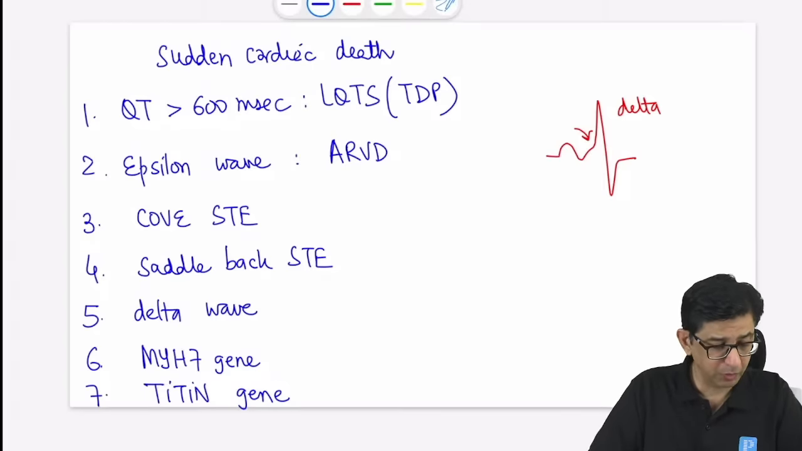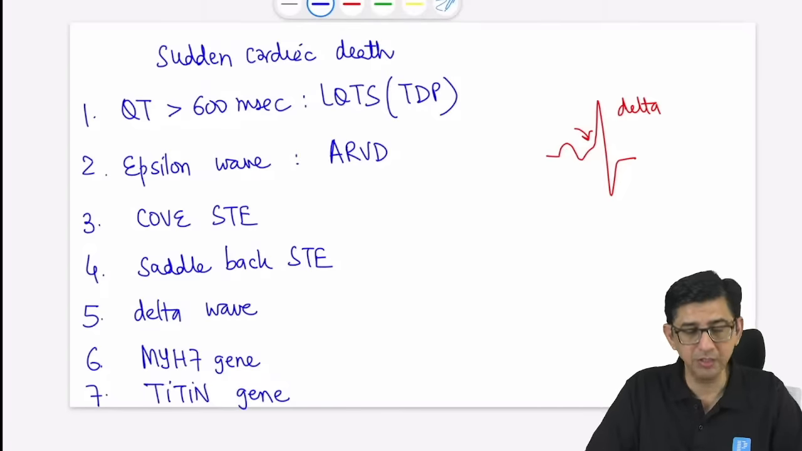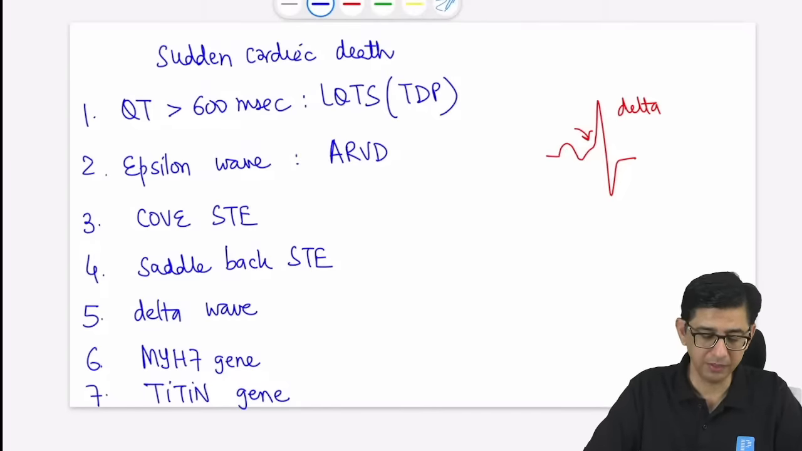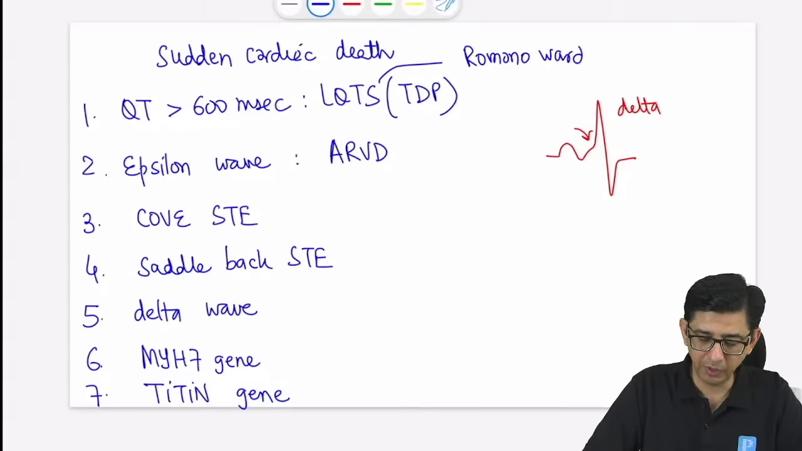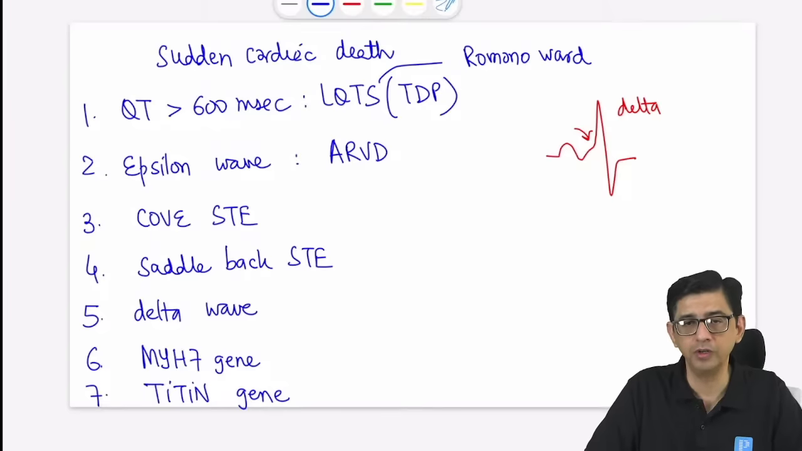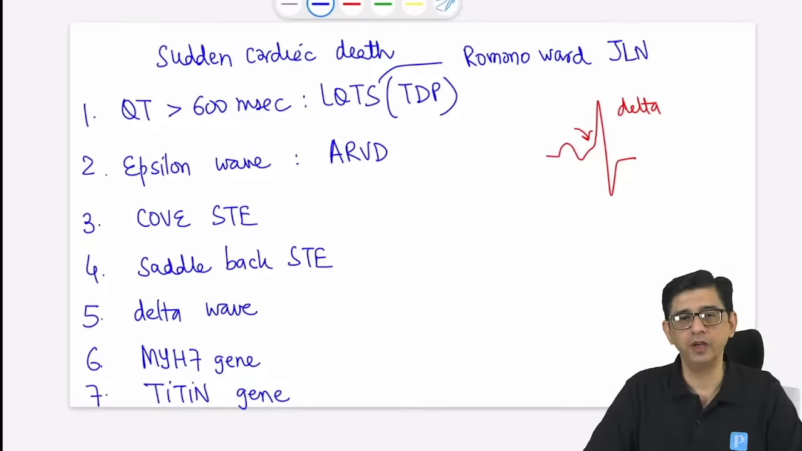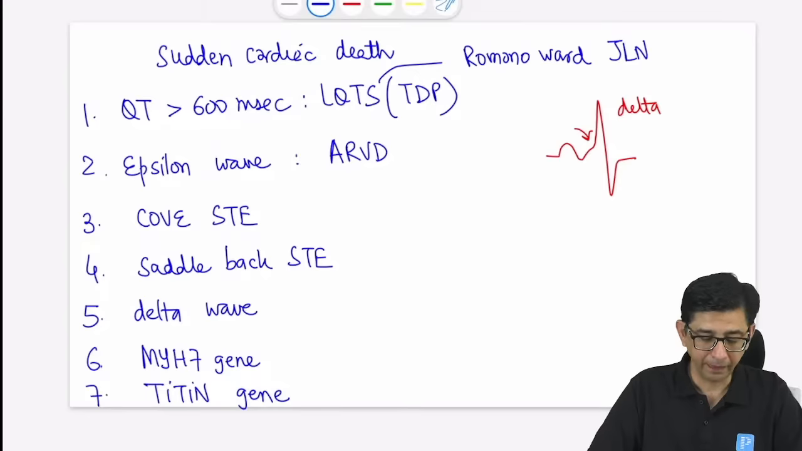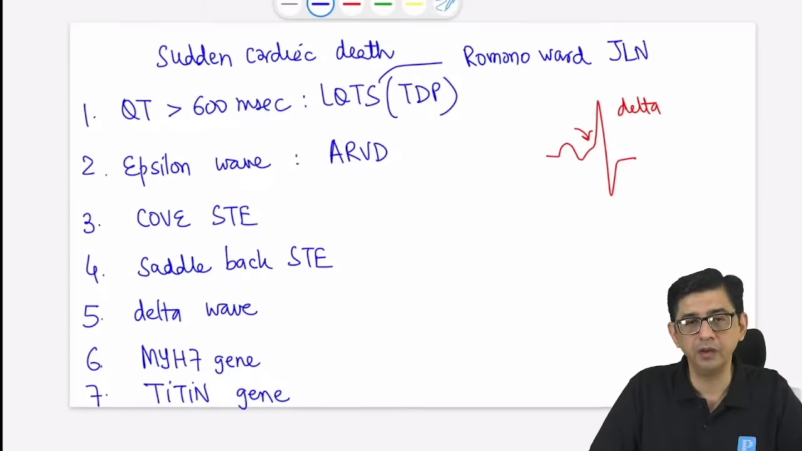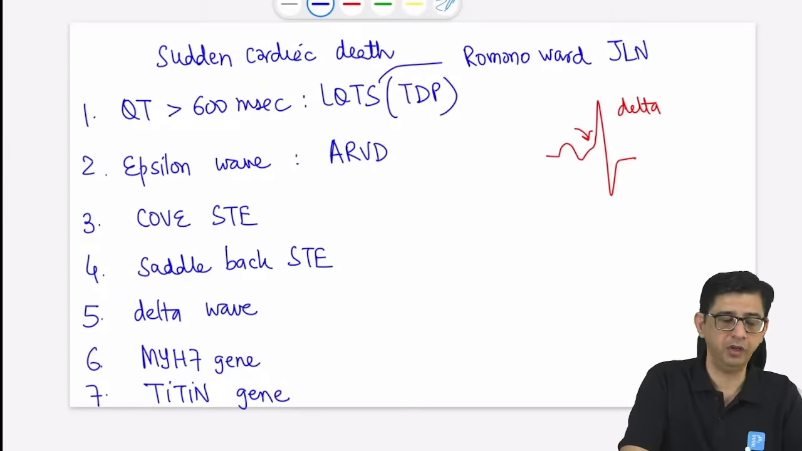Somebody mentioned hypothermia. Yeah, Romano Ward and Jervell Lange-Nielsen. Exactly. For this, the specific names would be, though these are varieties only, that long QT syndrome would be either Romano Ward syndrome or Jervell Lange-Nielsen syndrome, JLN. So good one. In hypothermia, we'll be having J waves present. Anyway, we are discussing epsilon wave, that is ARVD.